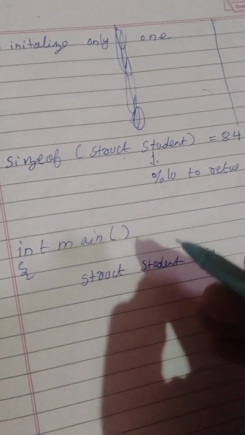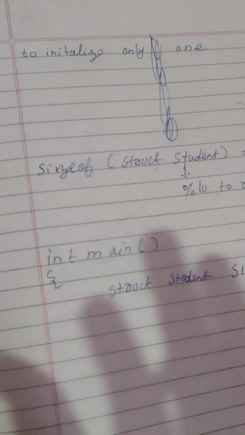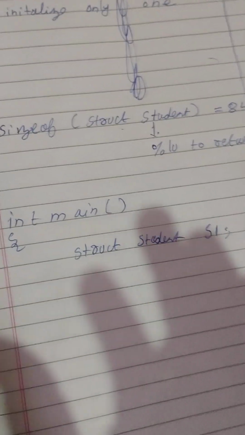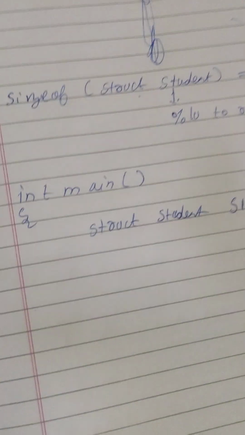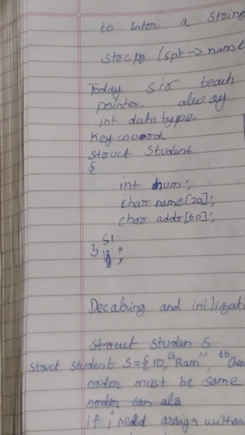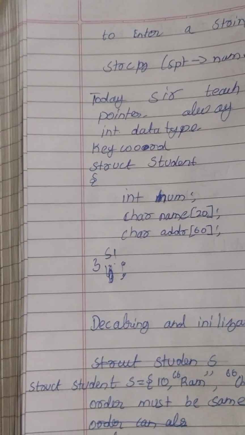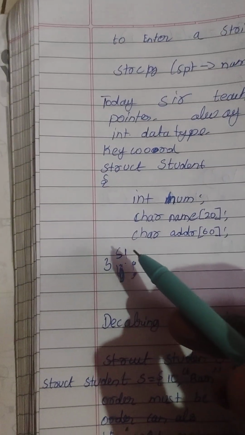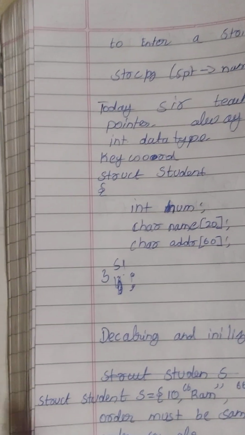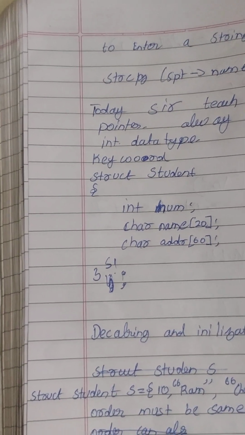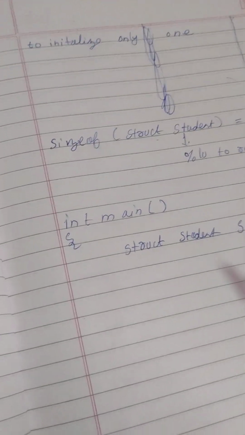So now we learned how we can declare a structure. But we can also declare a structure variable here. Before the semicolon, we need to mention the structure variable name. Understand? Not the structure name, the structure variable name. Now, how can I initialize a structure variable?